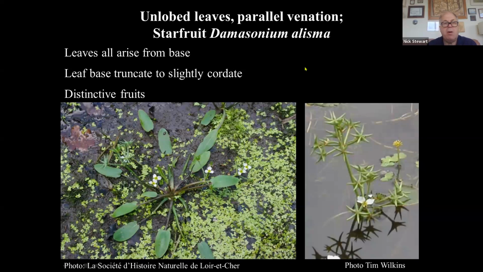The other relative of the water plantains is a thing called starfruit, which doesn't occur in Ireland, I don't think, and is extremely rare in Britain and only in very few sites. It has very distinctive fruits, hence the name starfruit. You can see here, it also tends to not be completely round at the base. It tends to have just a slightly cordate base. You can see it there. There's a little bit of an indentation at the base of the leaf. But it's a species that was probably never very common in Britain, but is now extremely rare and has all sorts of conservation action focused at it.